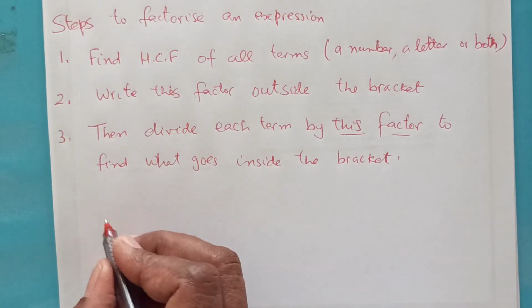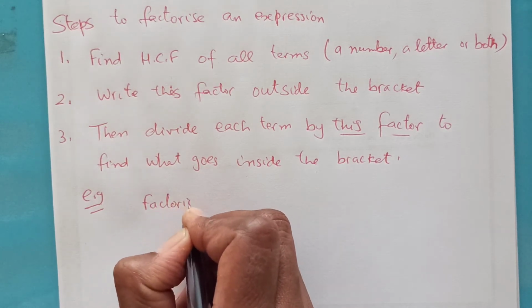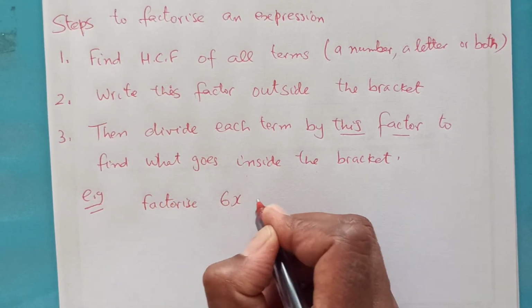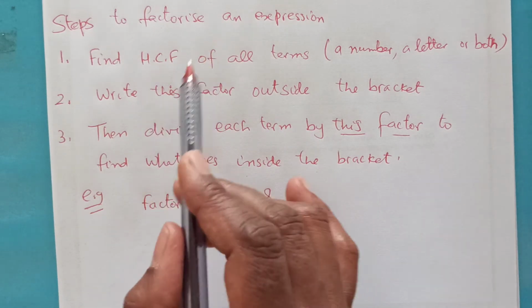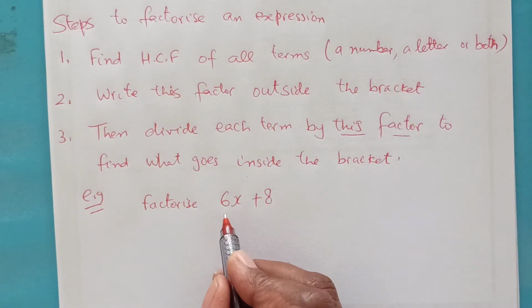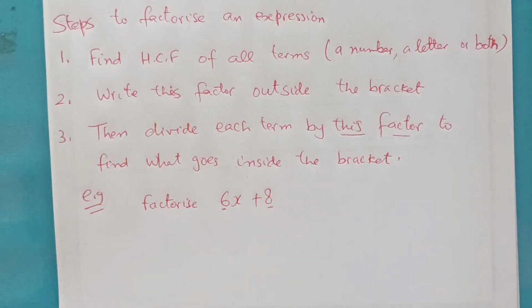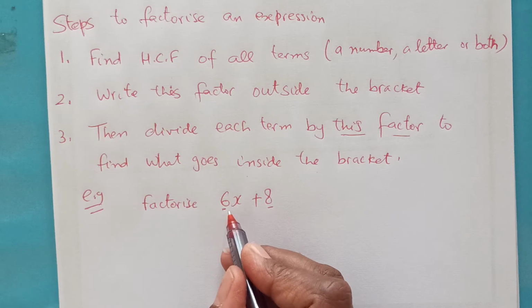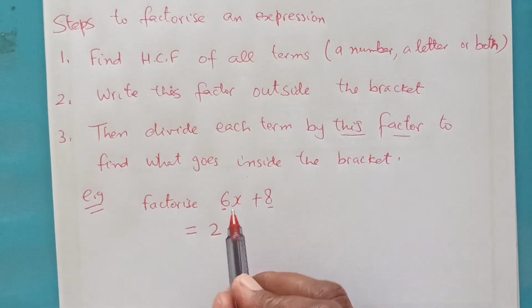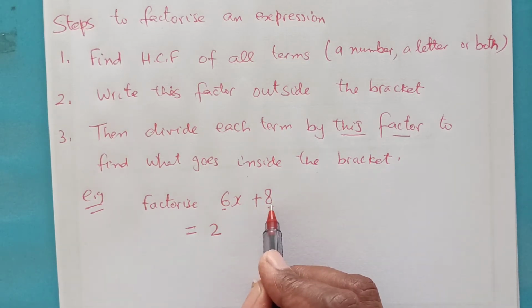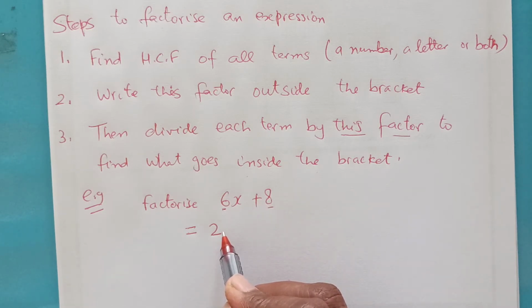The first one I can take here: factorize 6x + 8. You can see the first step we need to find out the HCF. That means what is common. We will look for the numbers first. We have 6 here and we have 8 here. Both are divisible by 2, so 2 is common in both. This is a number, we can take it out. Only the first term has x; the second term has no variable, no x, y, z, nothing. So only 2 is the HCF here.